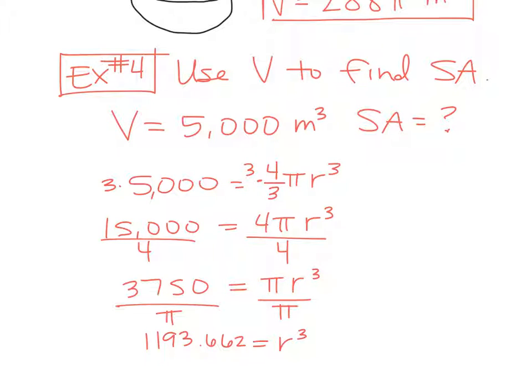Now here's where the new button comes in, or a button that you maybe just haven't touched for a while. How do you get r right now? If r is cubed, how do you reverse that? Do you know what that's called? It's like a square root, but it's a cube root, okay? You cannot use the square root button. It won't work. What you have to use is the cube root button.